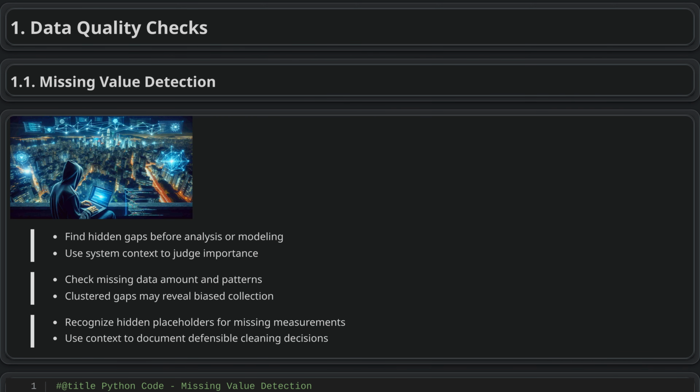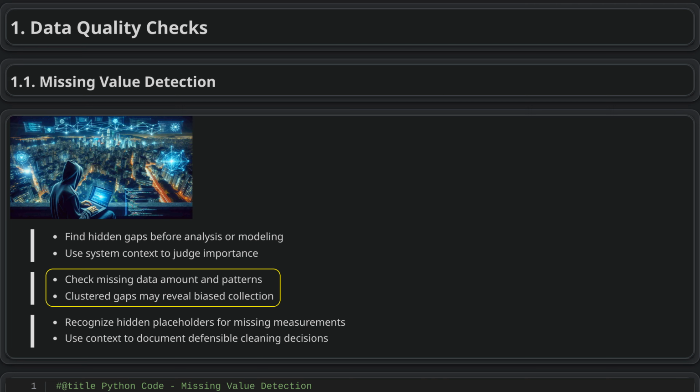Data quality checks. Missing value detection. Missing values in engineering datasets must be detected because they can distort analysis and lead to poor decisions. They may appear as blanks, placeholders, or error codes, so identifying them depends on understanding how the data was collected and which fields are critical. For example, a missing vibration sensor reading may matter far more than a missing comment because it could affect machine fault detection. When checking missing values, look at both how many are missing and where they occur.